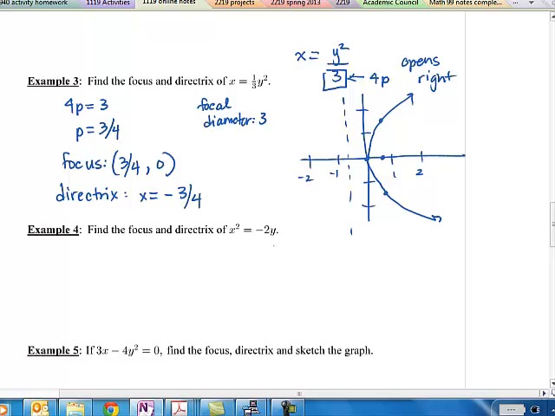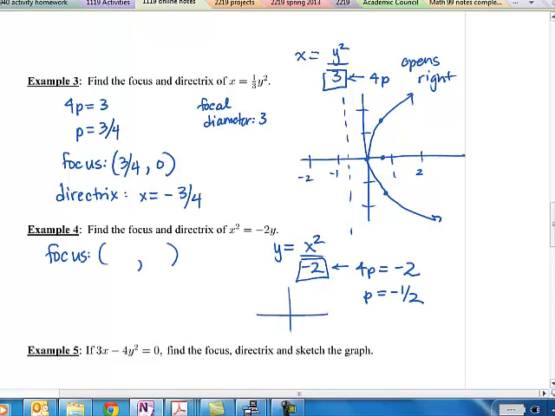Same kind of question. Now we've got x squared equals negative 2y. If I solve this for y, I'd have x squared over negative 2. So 4p is negative 2, which means p would be negative 1/2. So the focus, the non-zero coordinate, is going to be negative 1/2. We need to figure out if that's the x or the y.